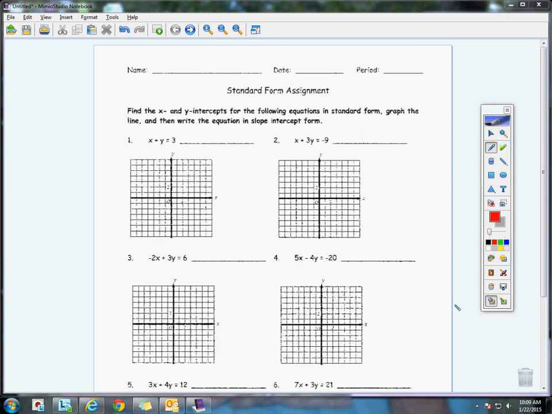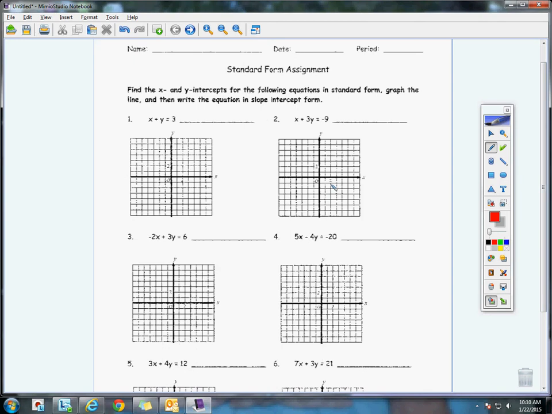Homework packet number 20. I'm going to do 2 problems for you, and then the rest you can do on your own. So we're going to start with number 2. You're not finding the x and y intercepts for this stuff. All you're going to do is put this in slope-intercept form and then graph it.